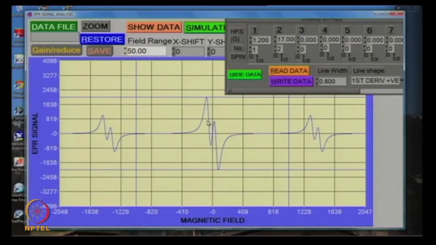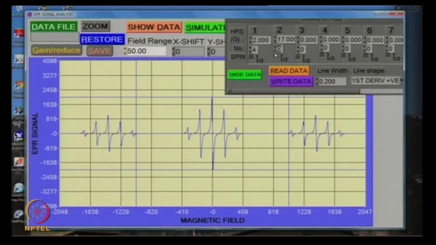So things can be pretty complicated in the sense that a ruler and divider technique may not give the values accurately. If there are more than one nuclei giving similar splitting and such broad lines, then it may become almost impossible to make some measurement. So to see how the line width affects the number of hyperfine lines and the appearance, let us consider a case of only, let us say, 4 spin half nuclei and the hyperfine coupling constant is, let us give a value of 2 Gauss to start with, and width is kept very small. Let us simulate this one and remove this nuclei.